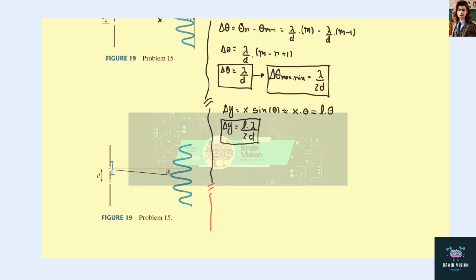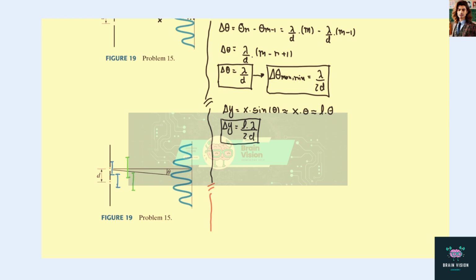Why d over 2? Because if it was more than d over 2, we would have an overlap. For instance, if it were more than d over 2, this would be the uncertainty for an electron that had passed through the upper slit, and this would be the uncertainty of an electron that had passed through the bottom slit.